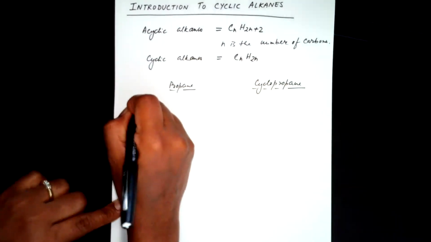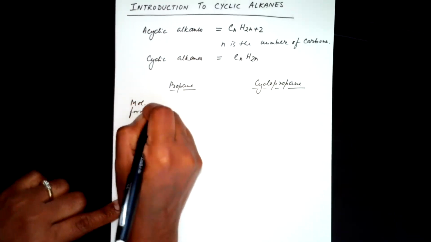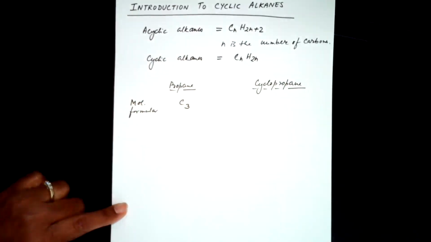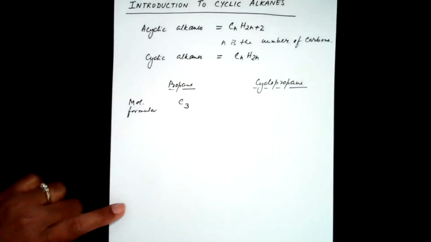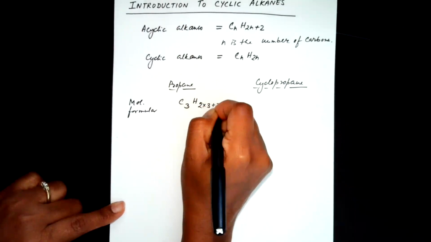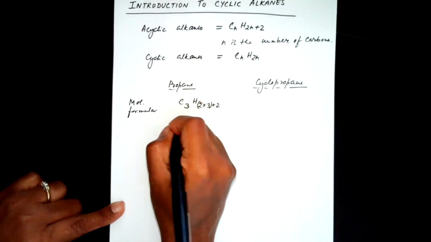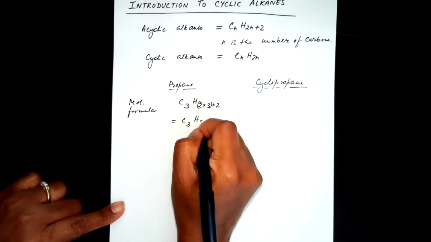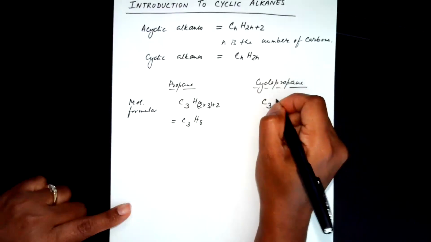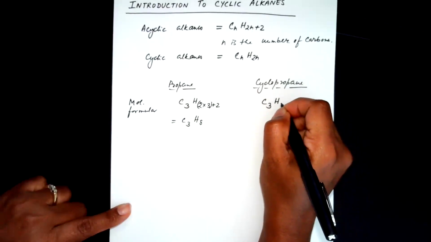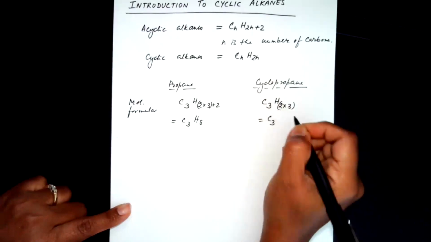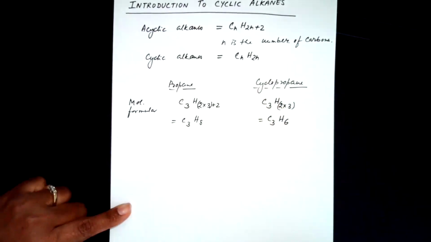Now let's look at molecular formula to begin with. So I know the number of carbons should be 3. If the number of carbons is 3, the number of hydrogens should be 2 times 3 plus 2. And that should be C3H8. For cyclopropane, again, I should have 3 carbons. The number of hydrogens this time should be 2 times 3. That's it. So C3, and then the number of hydrogens must be 6.